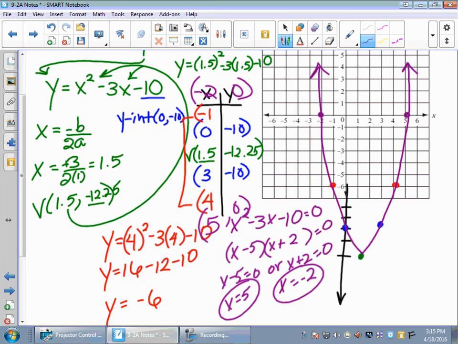So I found my zeros by factoring. I found where the graph crosses the x-axis by factoring. You could have kept plugging in points. There's more than one way to solve these. But I do want to mention that this function has 2 solutions, and the solutions are -2 and +5. Okay?